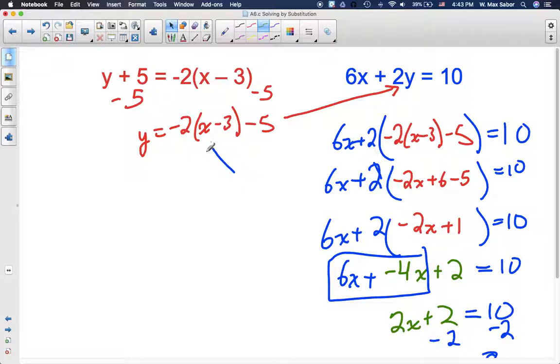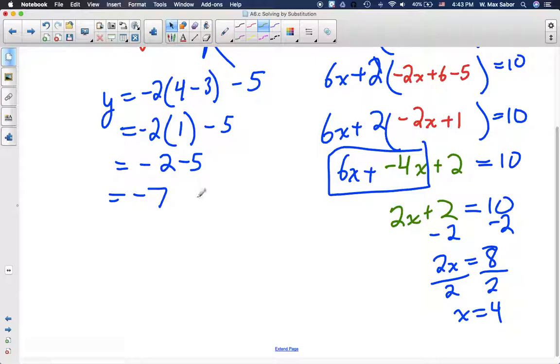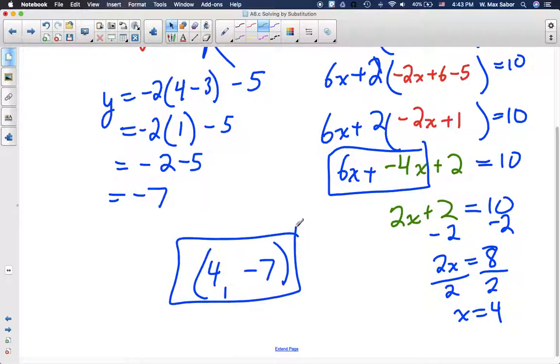Now we plug 4 back in here. So y equals negative 2 times 4 minus 3 minus 5. Negative 2 times 4 is negative 8, minus 5 is negative 7. So our x-coordinate was 4, and our y-coordinate was negative 7. That's how we solve by substitution.